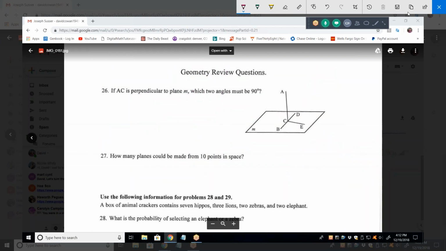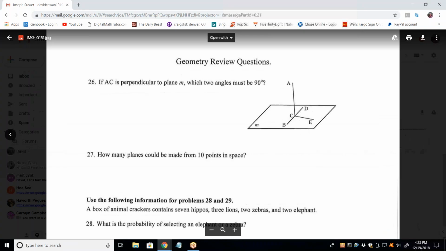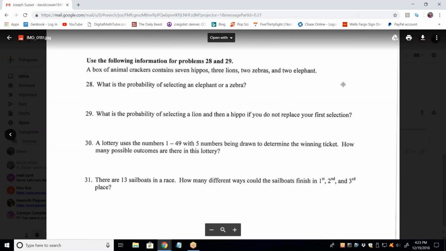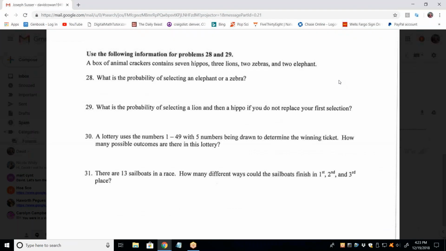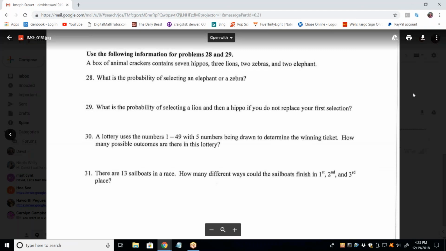Use the following information. Let me scroll down. So on probability, basically the probability is defined as the number of successes divided by the total number of possibilities. Yes. So what's the total possibilities? There's 14 animals, like, in total.